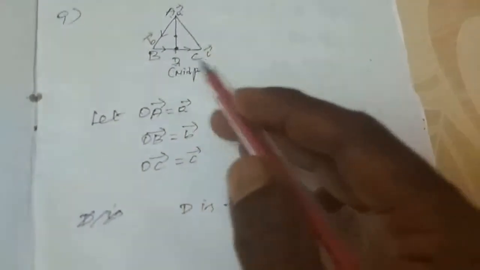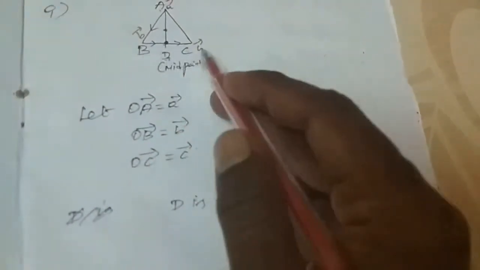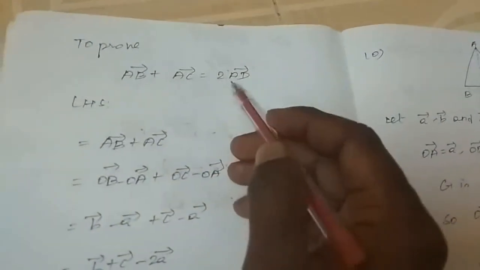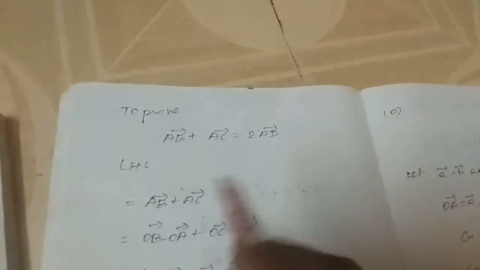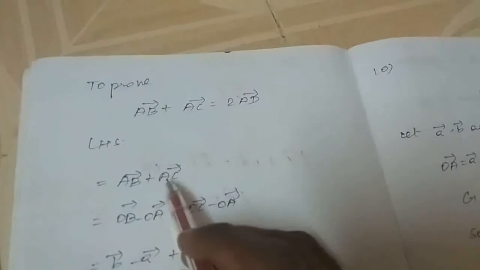Okay. OD vector equal to B vector plus C vector by 2. After that, to prove AB vector plus AC vector equal to 2 AD vector. That is the condition: AB vector plus AC vector equal to 2 times AD vector. Let us take the LHS, AB vector plus AC vector.